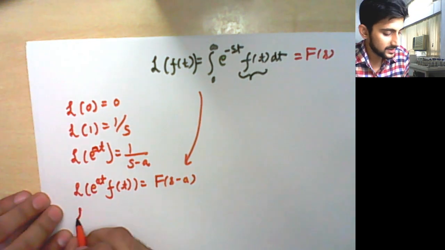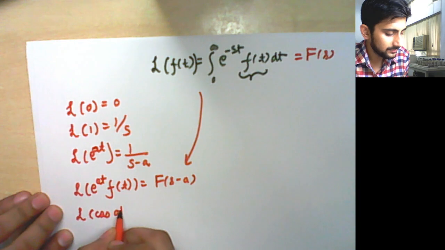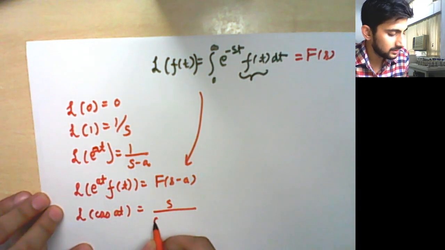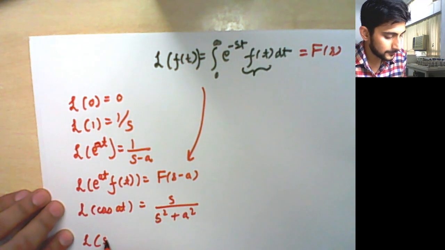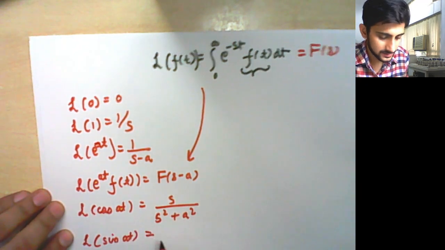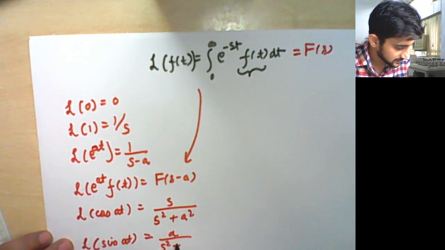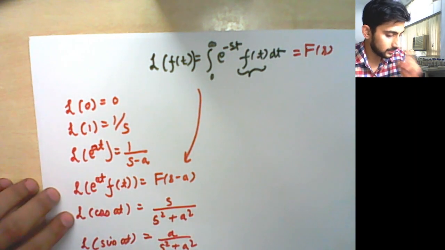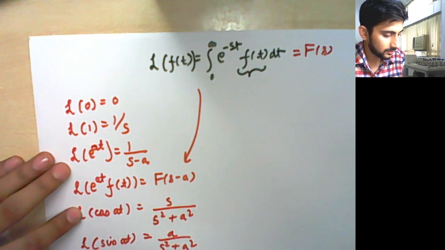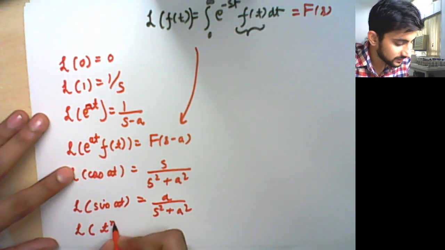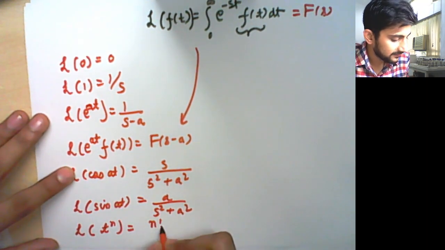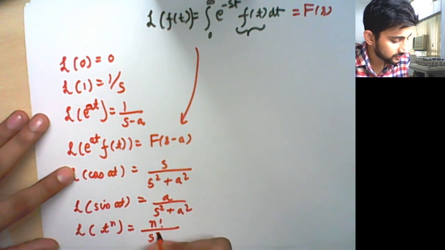Okay. And then what is the Laplace transform of cos at? You did it: s upon s square plus a square. What is the Laplace transform of sin at? It is a upon s square plus a square. And now the Laplace transform of t to the power n. It is n factorial upon s raised to the power n plus 1.